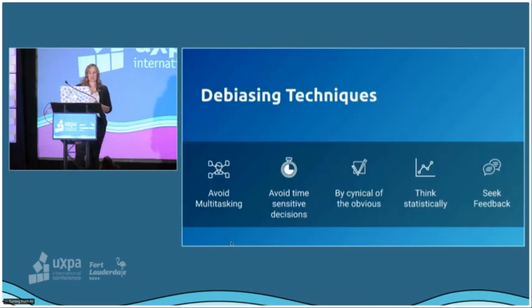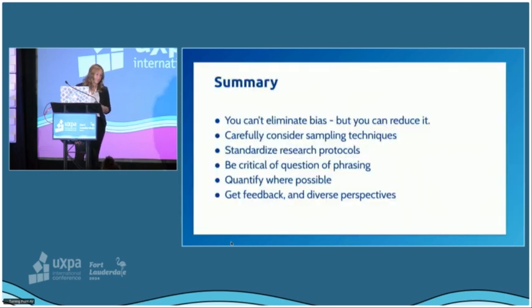So to summarize, biases are important to how we get through the day. We're not going to stop having them, but we can set up some processes to catch some of those critical moments where we really don't want to be standing behind a line of mannequins in front of our boss. So in summary, you cannot eliminate it, but you can reduce it. You can carefully consider how you sample your audiences, standardize your protocols, be really critical of your questions, quantify where you can, put numbers behind things that are important, and then get feedback and diverse perspectives.